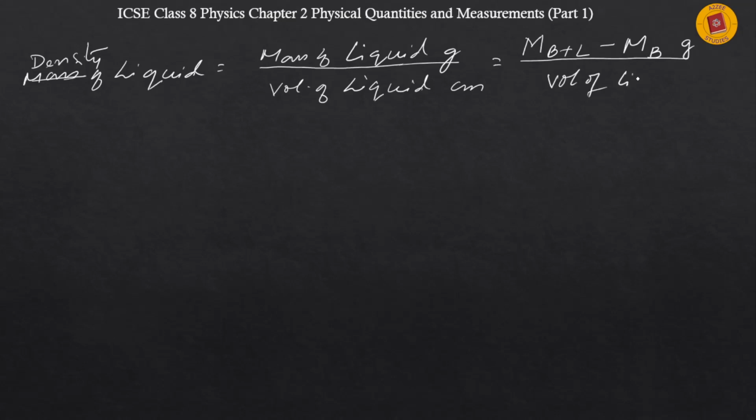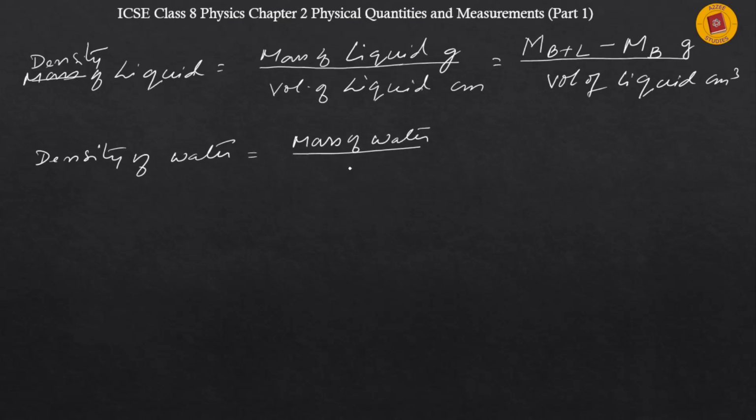Volume of liquid in centimeter cube. We will find this out. Now, density of water, we keep this as it is. Now density of water is equal to, we know, mass of water divided by volume of water.